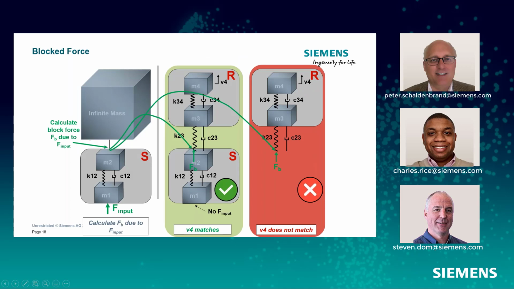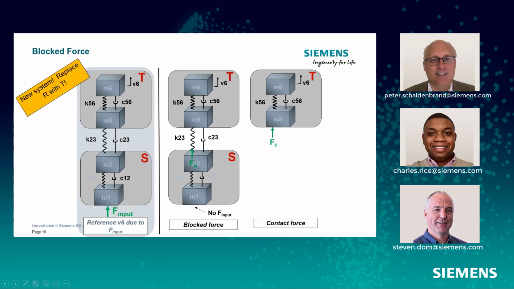This blocked force, in order to get the right response of system R, has to be applied to both R and S. With R and S present, the two subsystems, you will not get the same result like we did with the contact force if we're just applying it to system R alone. Okay, so that's kind of interesting.